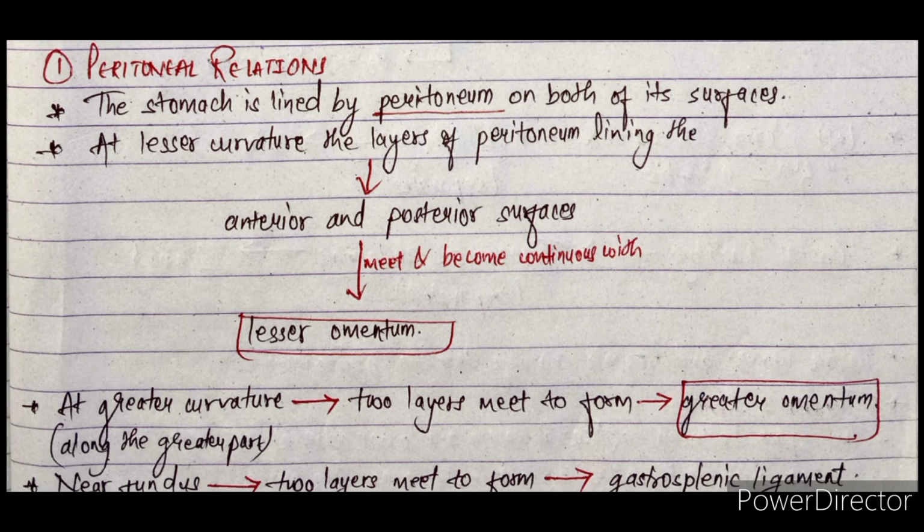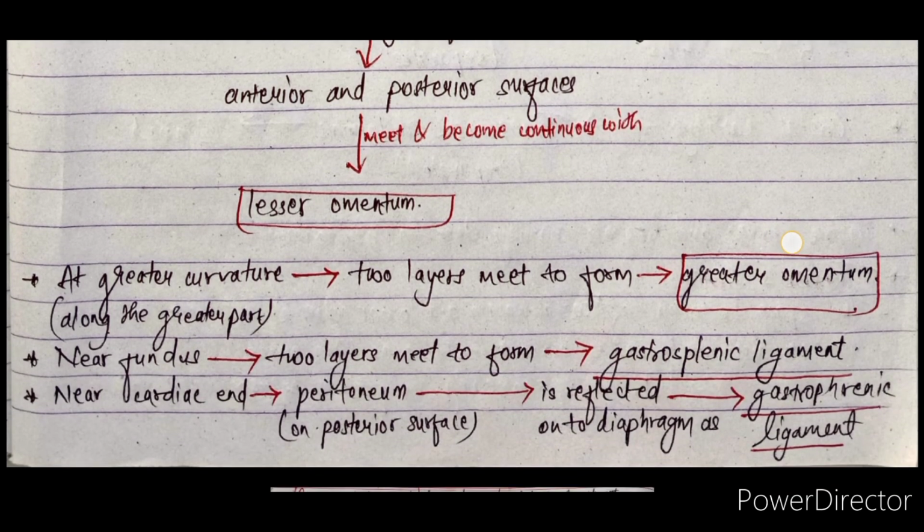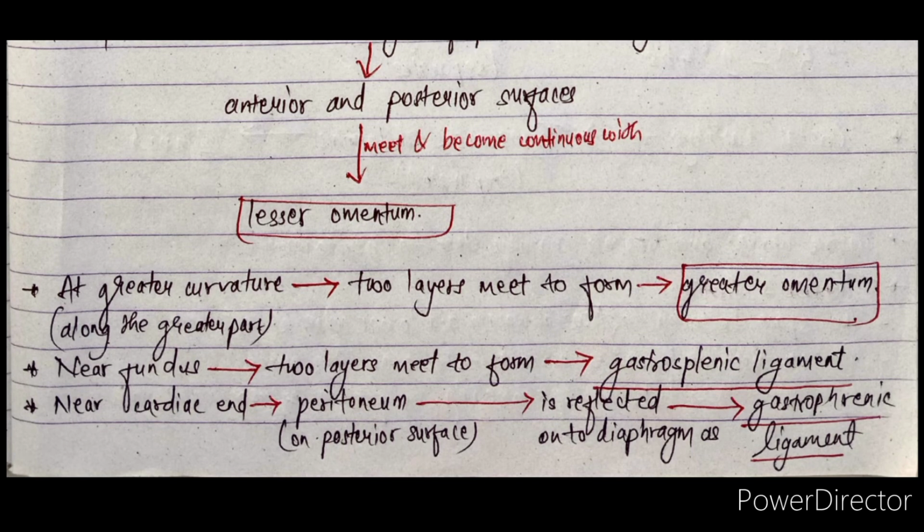At lesser curvature, the layers of peritoneum lining the anterior and posterior surfaces meet and become continuous with the lesser omentum. And at the greater curvature, two layers meet to form the greater omentum along the greater part. Near fundus, two layers meet to form gastrosplenic ligament, and near the cardiac end, peritoneum, which is on the posterior surface, is reflected onto the diaphragm as gastrophrenic ligament.